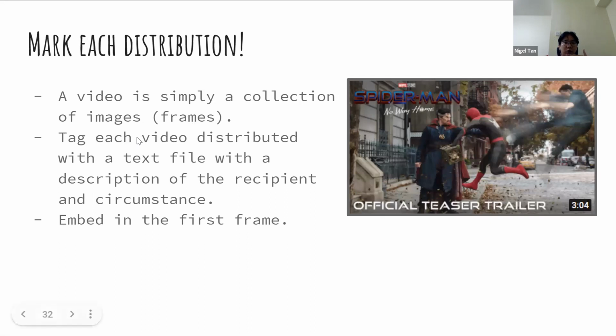And then what you can do is tag each video distributed with a text file with a description of the recipient and the event, how you're sending it to the person, and why. Then you embed this text file in the first frame of the video. So imagine that you have this trailer that you are sending to exactly 3 people: Alice, Bob, and John. As a precaution, for security reasons, you mark these 3 videos individually. This one is for Alice, I'm going to hide a text file in it. This one is for Bob, I'm going to hide a text file in it. This one is for John, I'm going to hide a text file in it. And that will look something like that.